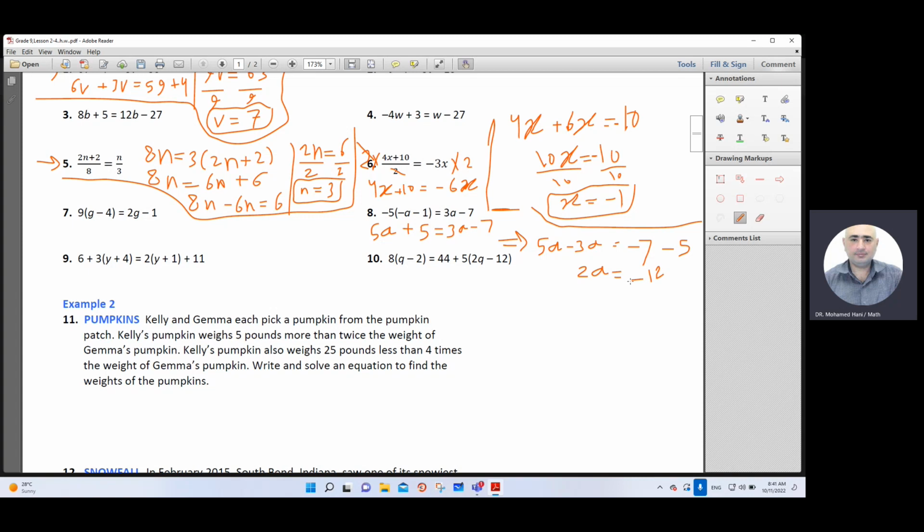Then try to remove the coefficient. You can divide the two sides by 2. So 2a divided by 2 will be a, and -12 divided by 2 will be -6.